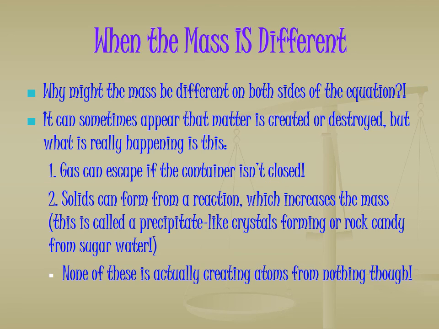An example of a precipitate that you can probably visualize is when you make rock candy. You make rock candy from sugar water, the water evaporates and the sugar sticks to the string. So the crystals forming are a solid. They are not the same form as sugar water. The crystals that form are called precipitates and will have a slightly higher mass than the sugar water itself. But none of these is actually creating atoms from nothing.